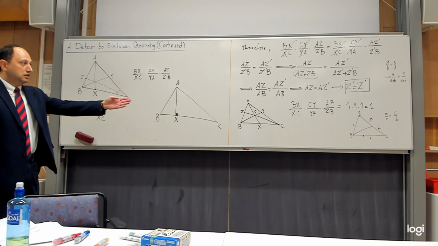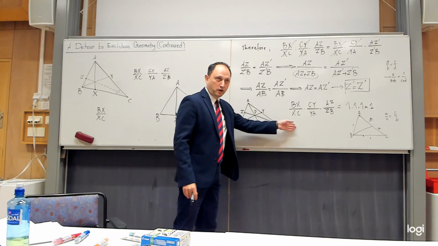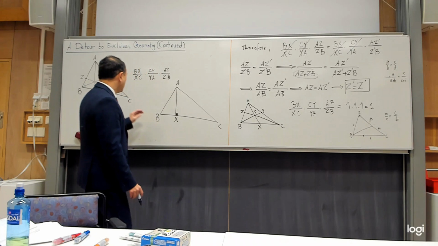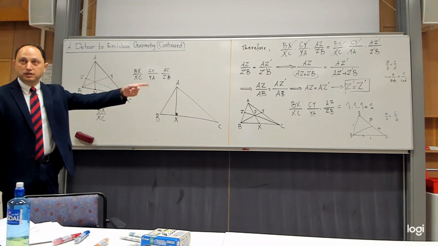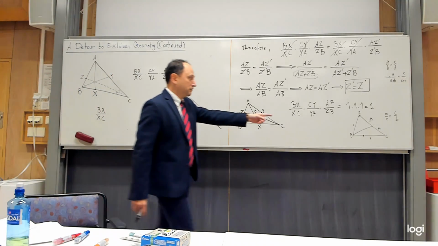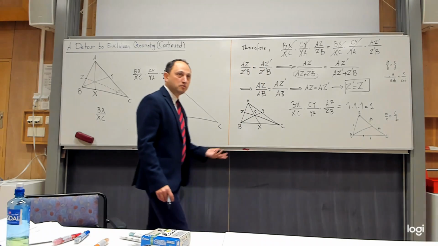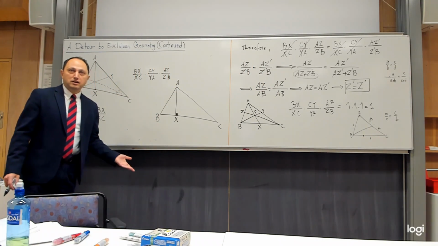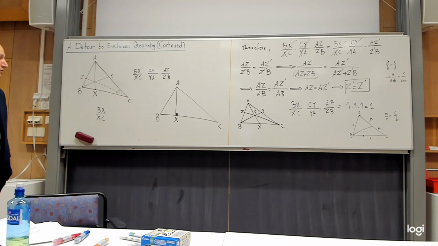For the median, it was trivial because BX over XC was 1. For the bisector, at least we have an auxiliary theorem. We use that part, yes. If it was not there, this bisector was also hard. But for heights, we do not have actually something specific in our hands. So we need to invent it ourselves. So what do you think? Well, how have you thought about this?